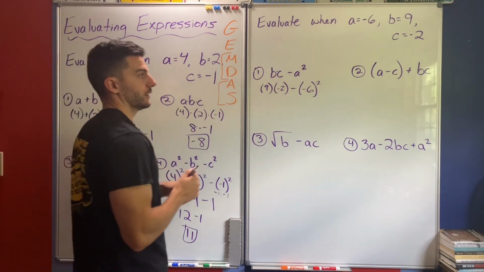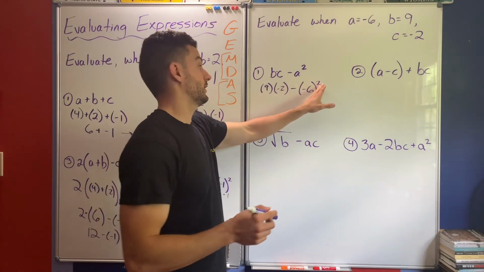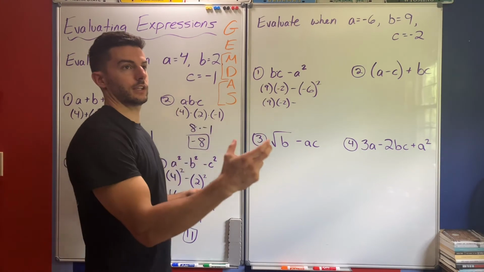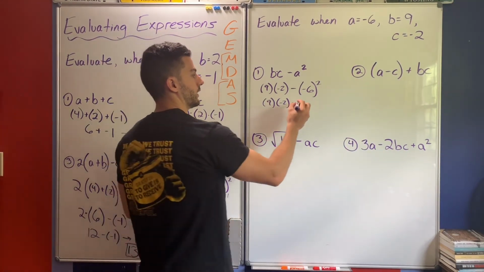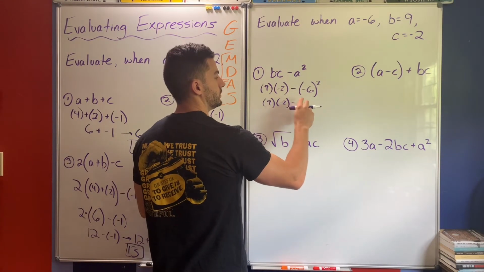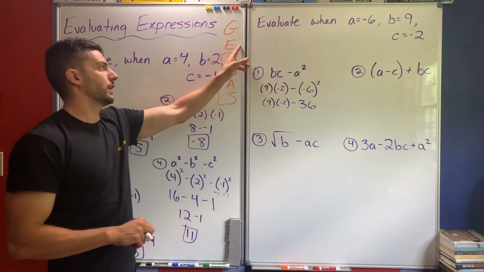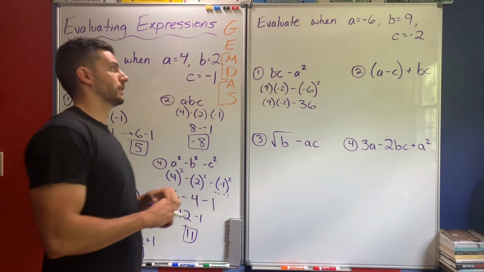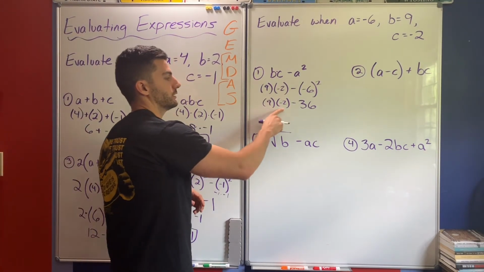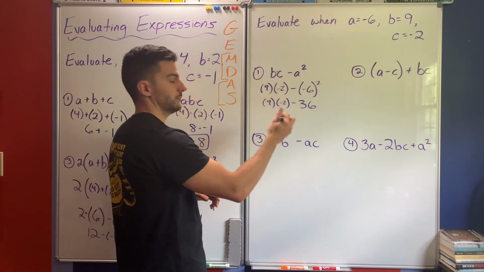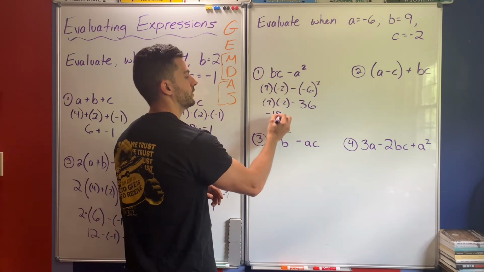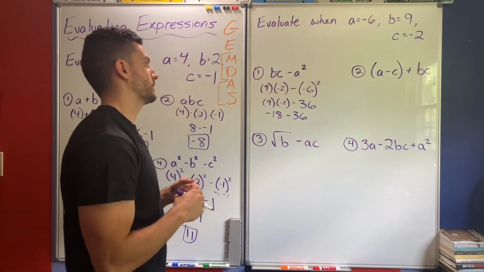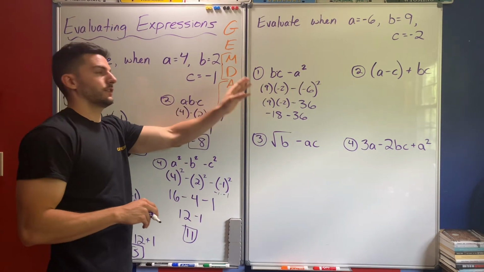Now, exponents. I do have an exponent, right? So that gets taken care of before anything else. So negative 6 squared, again, that's negative 6 times negative 6. And so that gives me a positive 36. So I did my exponents. Now, tier 3, I look for multiplication and division. I do have that, right? 9 times negative 2. And 9 times negative 2 is negative 18 minus 36. So that took care of my multiplication. And there's no division, so I'm good there.